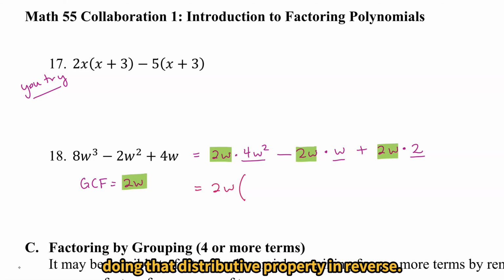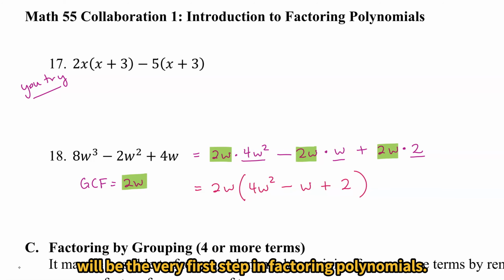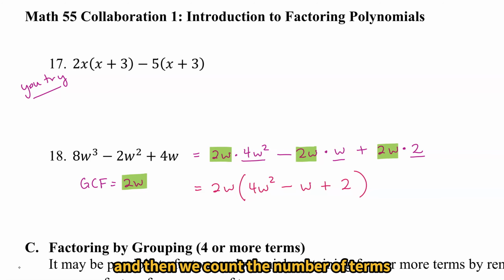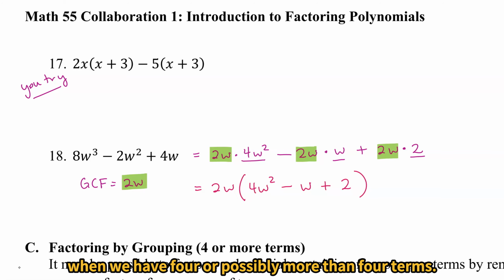And that concludes our examples in this lesson for using the distributive property in reverse to factor out greatest common factors. Greatest common factors will be the very first step in factoring polynomials. We will always look for greatest common factors first, and then we count the number of terms to determine our strategy that we will use moving forward. So in the next lesson, we're going to talk about factoring by grouping when we have 4 or possibly more than 4 terms.